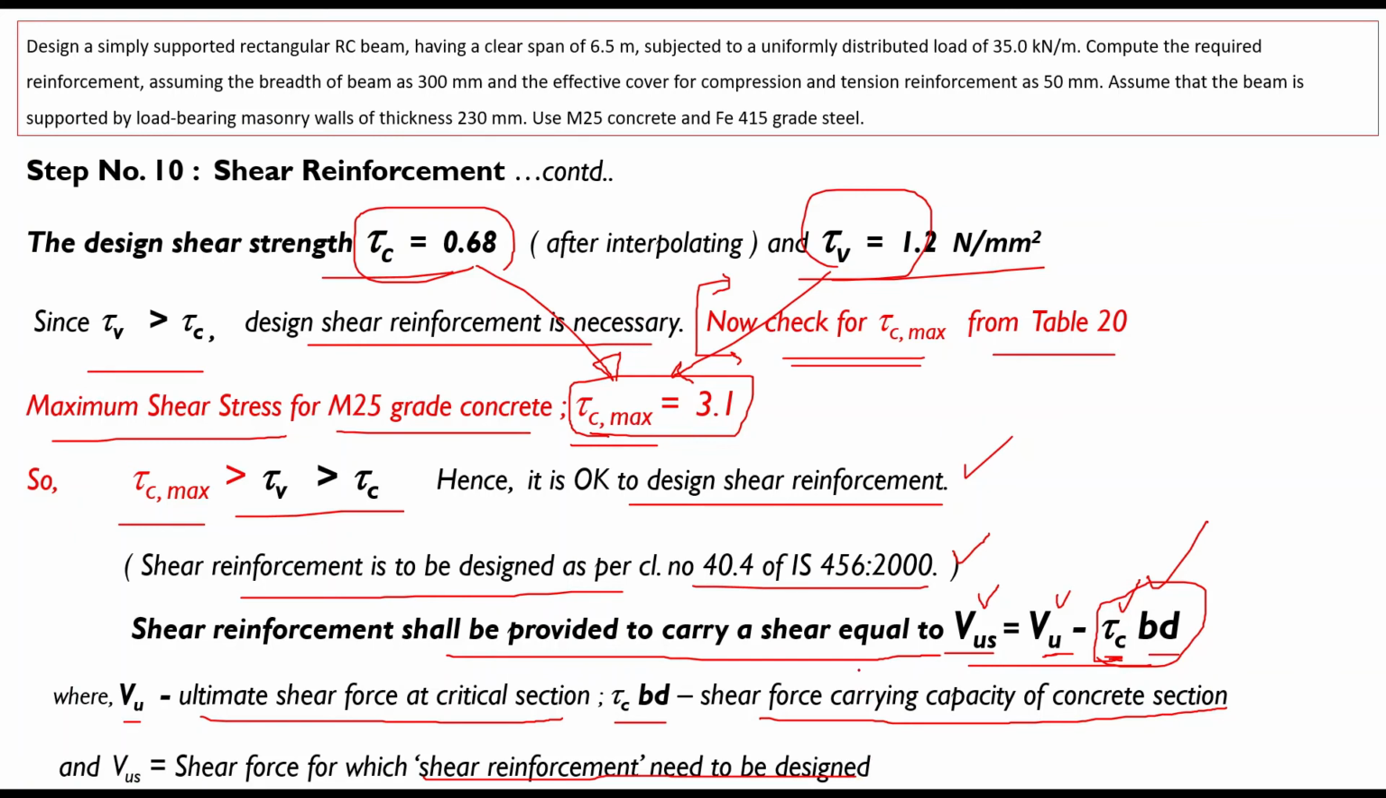So if you compare it with the earlier problem of singly reinforced section in lecture number 14, there we provided nominal shear reinforcement, because in that problem tau V was lesser than tau C, but here tau V is greater than tau C. So here we have to design the shear reinforcement. In lecture number 14, singly reinforced section, we have not designed the shear reinforcement, but we have provided nominal shear reinforcement.